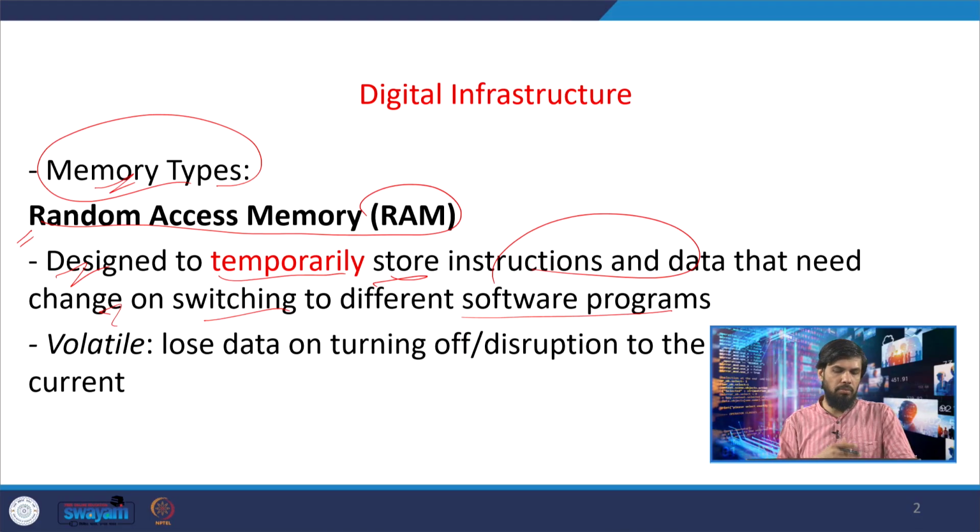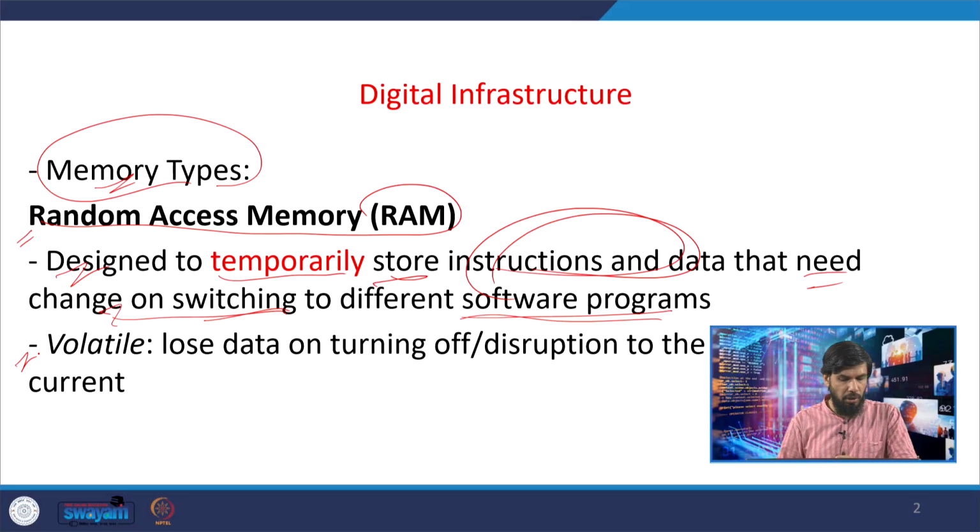So random access memory plays that role, designed to temporarily store instructions and data for a particular program, and this will need change on switching to a different software program. So different programs that we might be running in a computer, they are supported as we move from one program to another. That memory support is coming from random access memory, or RAM.